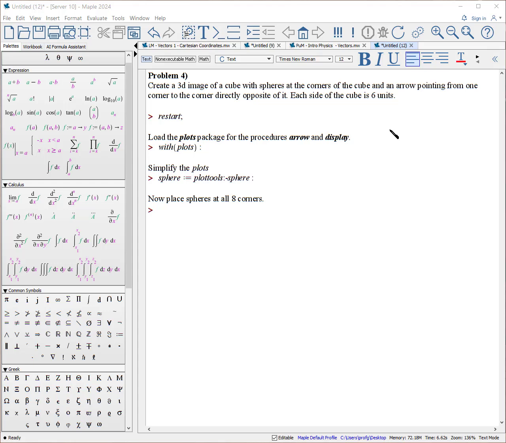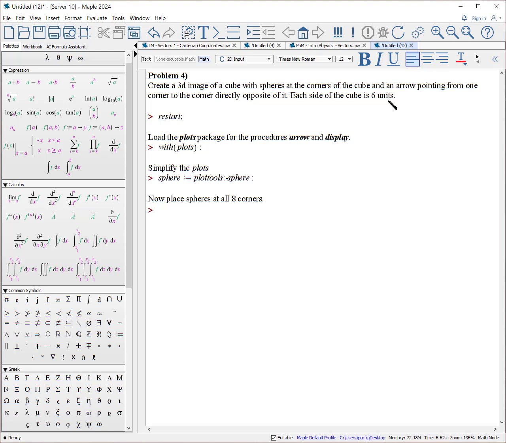The final problem comes from the book that I love, Matter and Interactions. What we're going to do is create a 3D image of a cube with spheres at each corner of the cube and an arrow pointing from one corner to the corner directly opposite of it. We'll assume that each side has a length of 6 units.